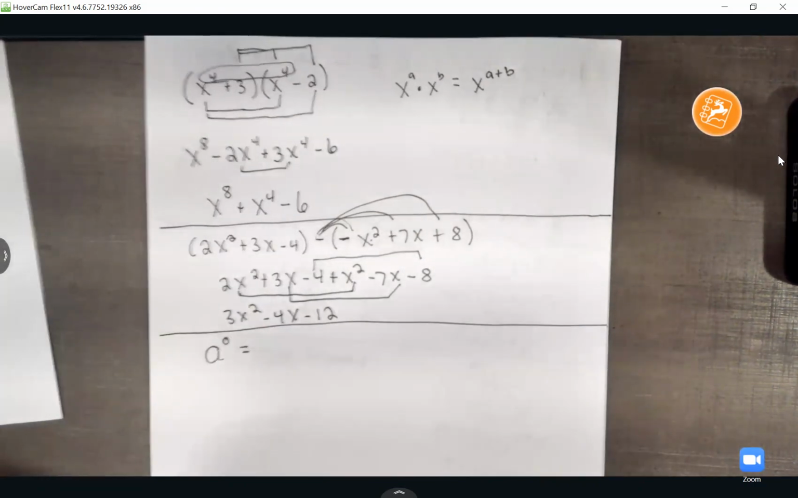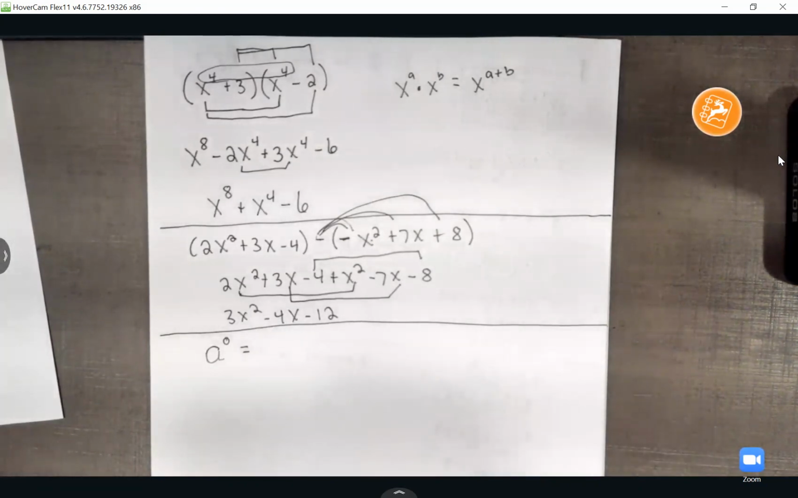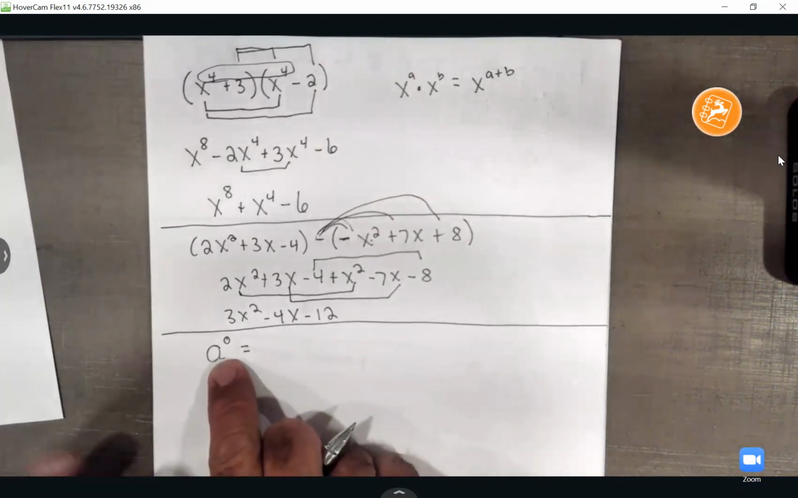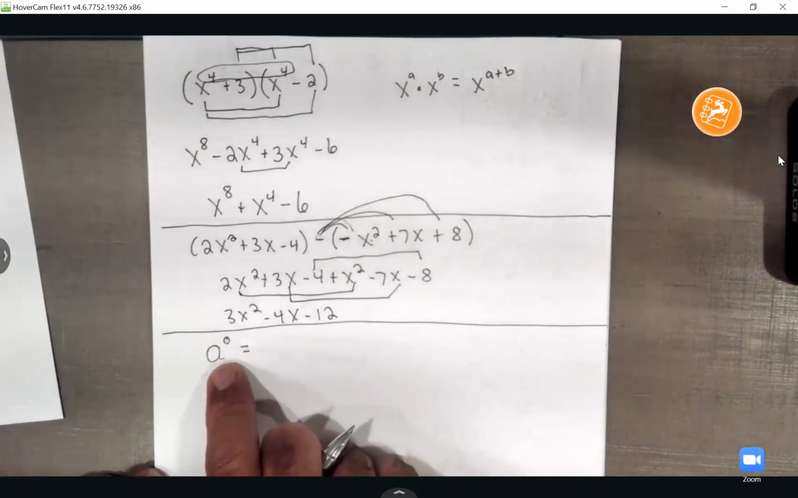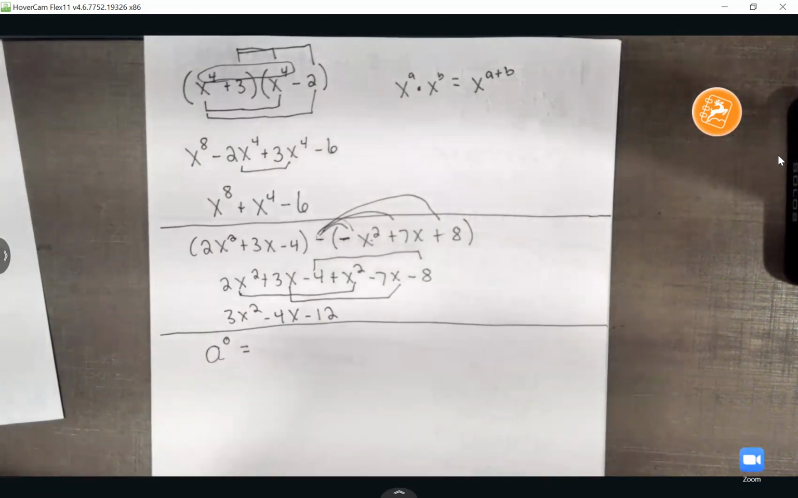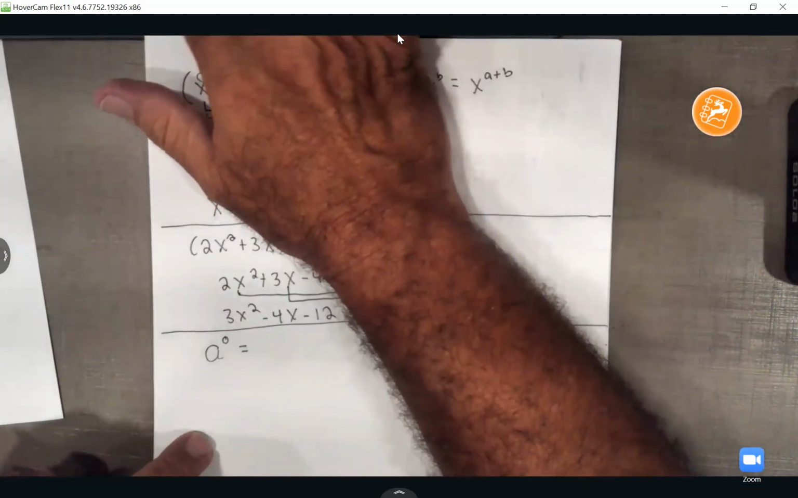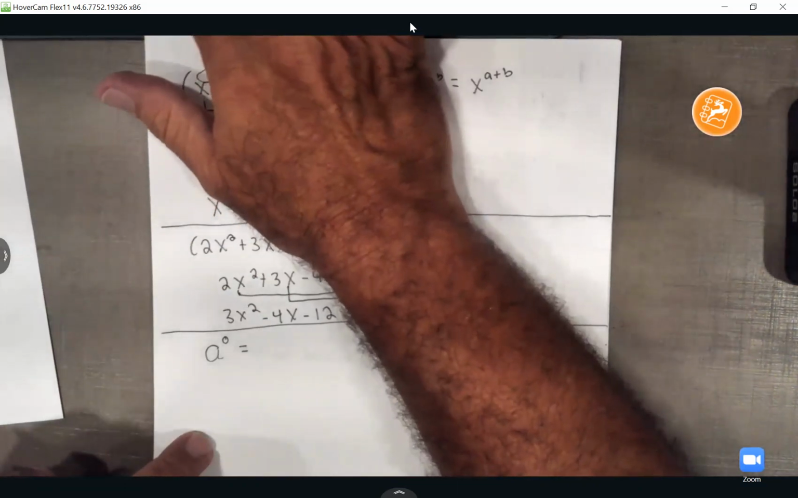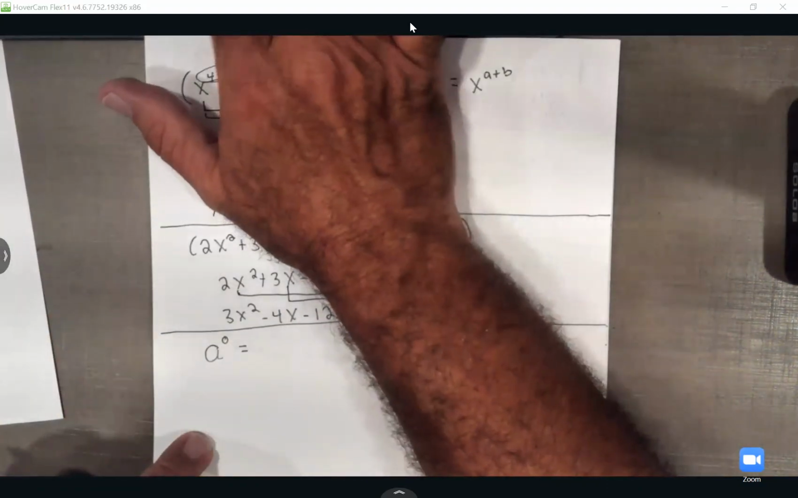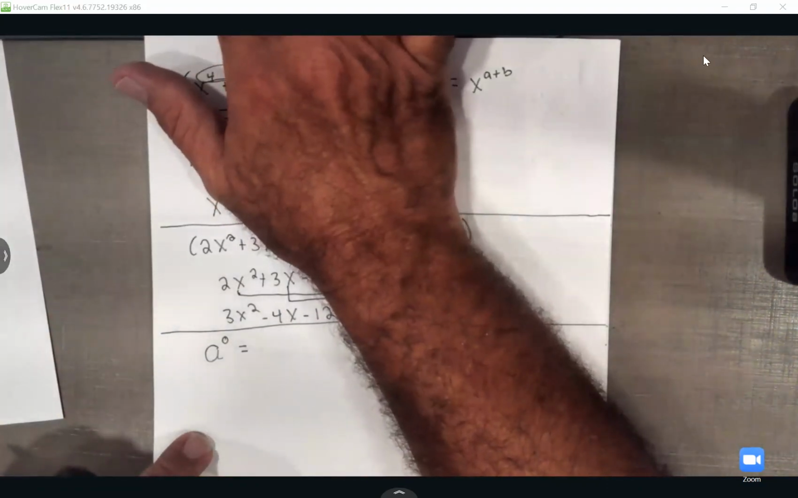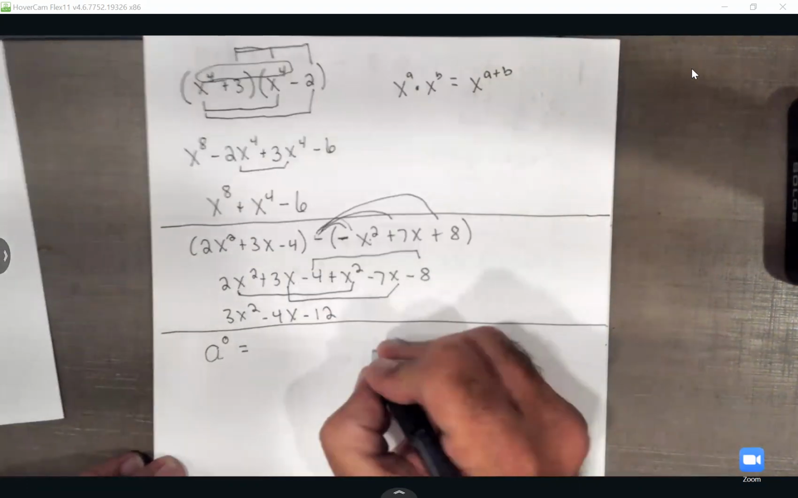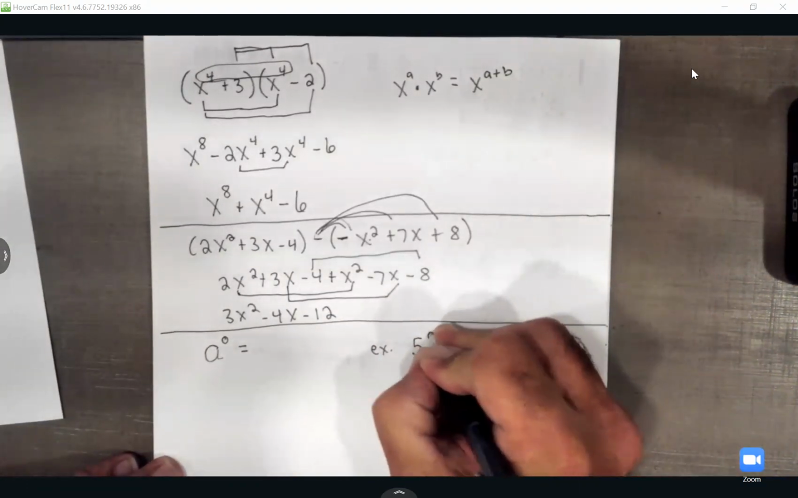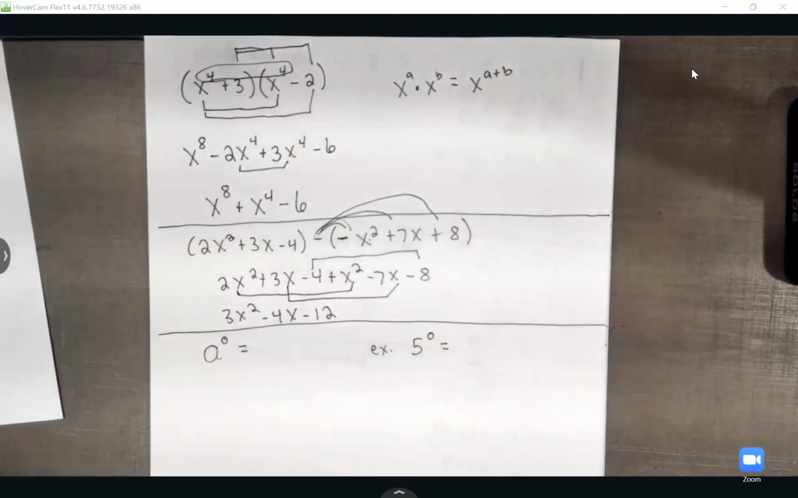So y'all, anything to the 0 power equals what? Undefined? 0? Remember, I don't have a fraction, so I don't have to worry about undefined. So let me go to my calculator. What would 5 to the 0 power be? For example, what if I had 5 with the exponent 0? Oh, none of y'all got a calculator?